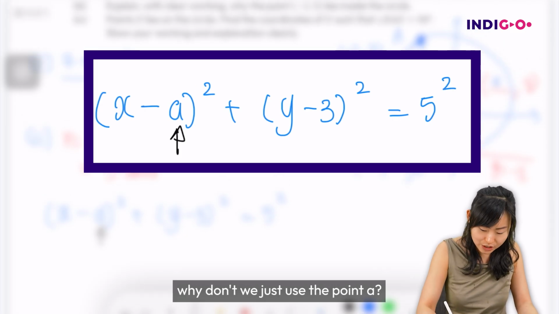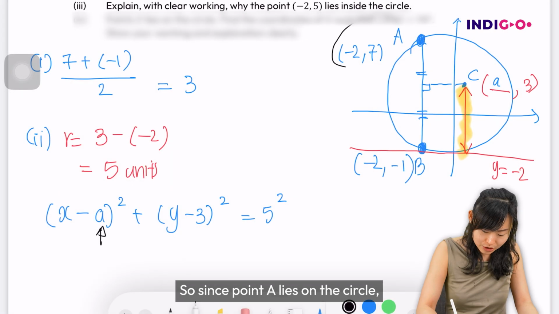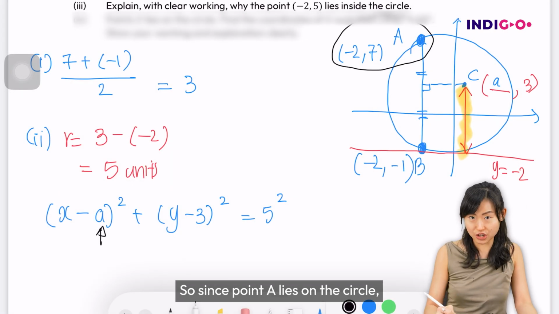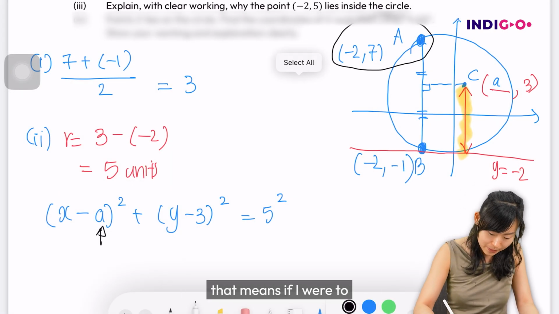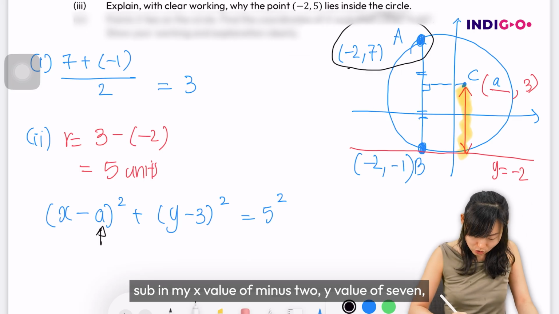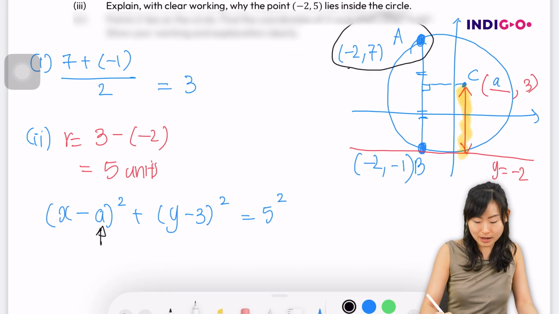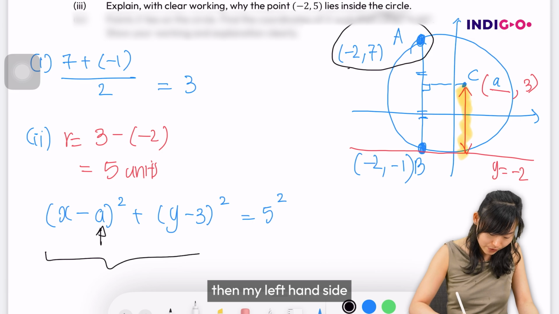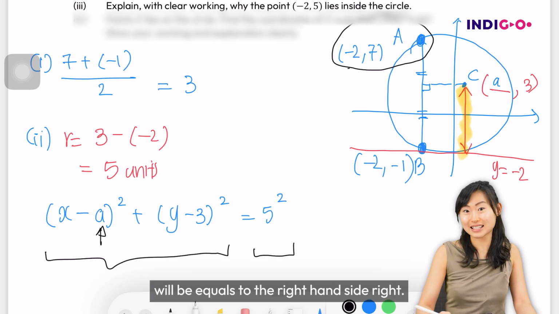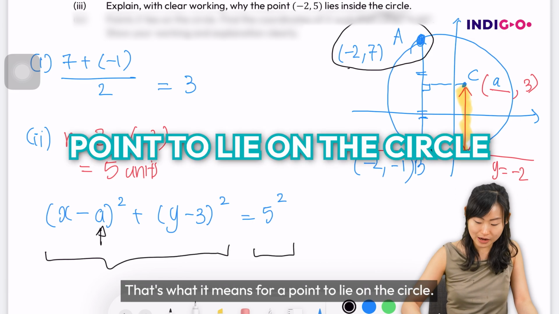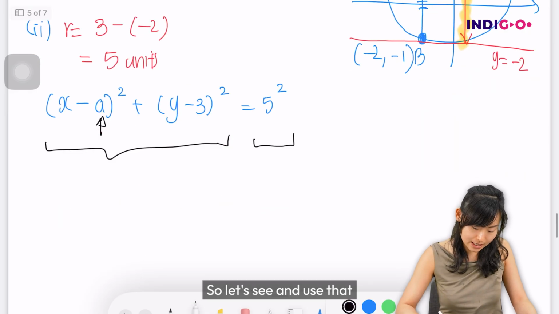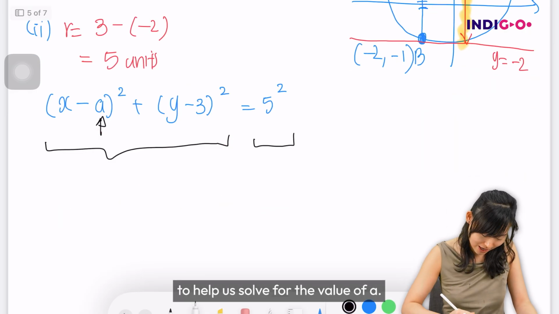In this case, why don't we just use the point A? Since point A lies on the circle, that means if I were to sub in my x value of -2 and y value of 7, then my left hand side will be equal to the right hand side, right? That's what it means for a point to lie on the circle. So let's use that to help us solve for the value of a.